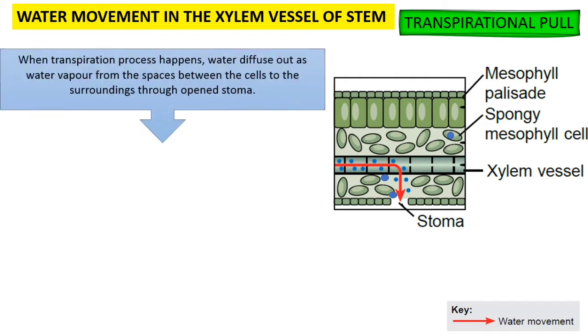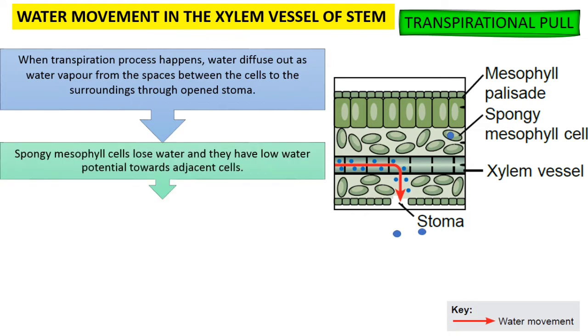When the transpiration process happens, water diffuses out as water vapor from the space between the cells to the surroundings through open stomata. The water moves out from the space to the surroundings.